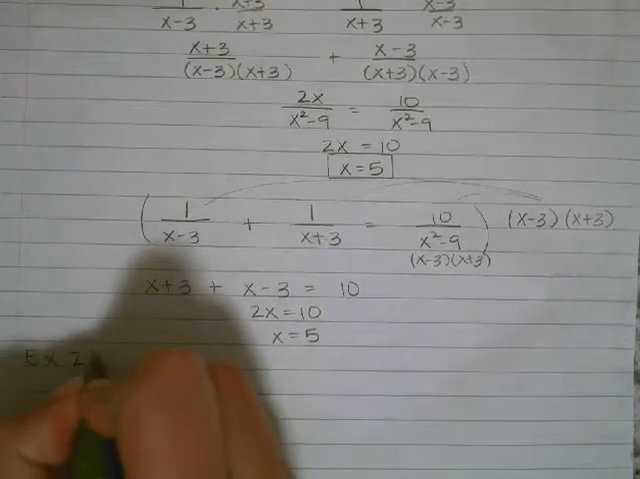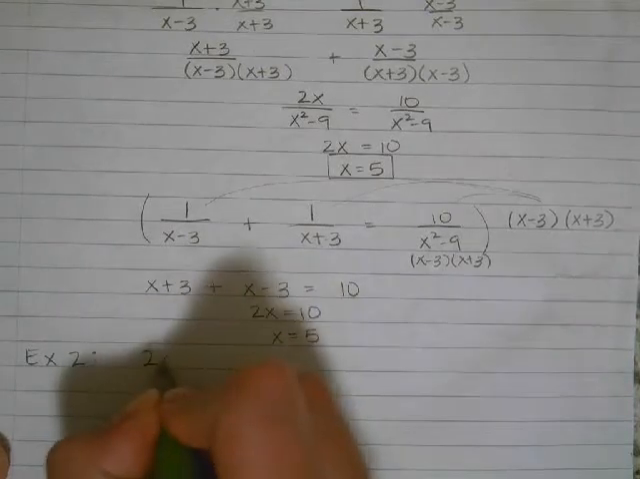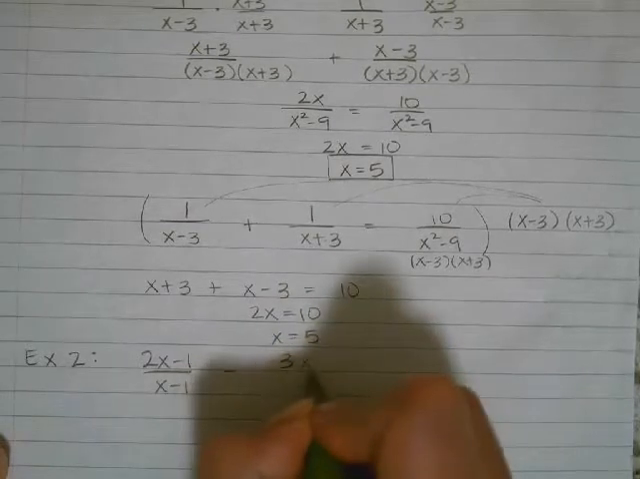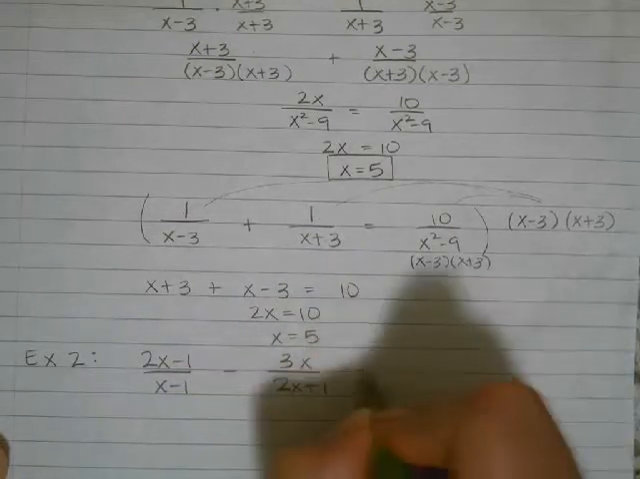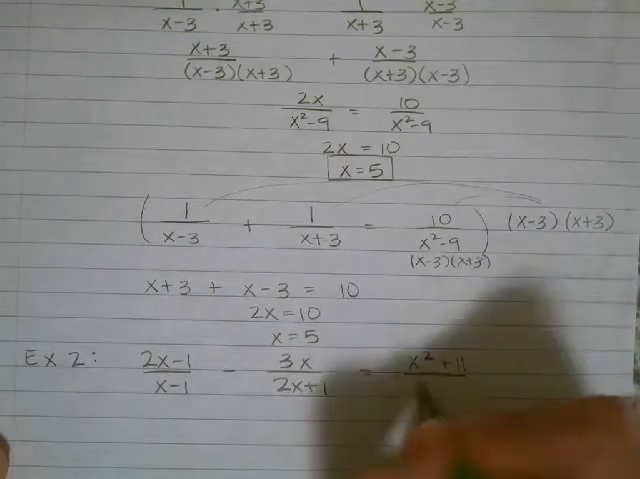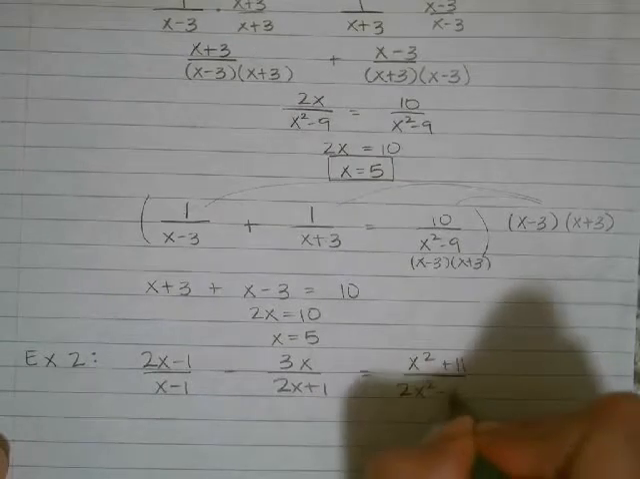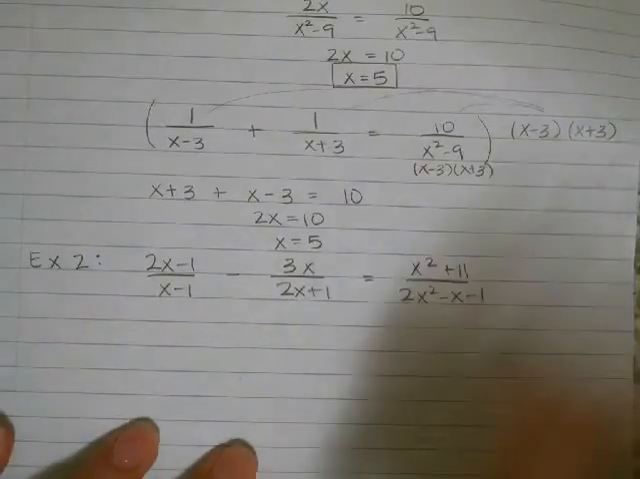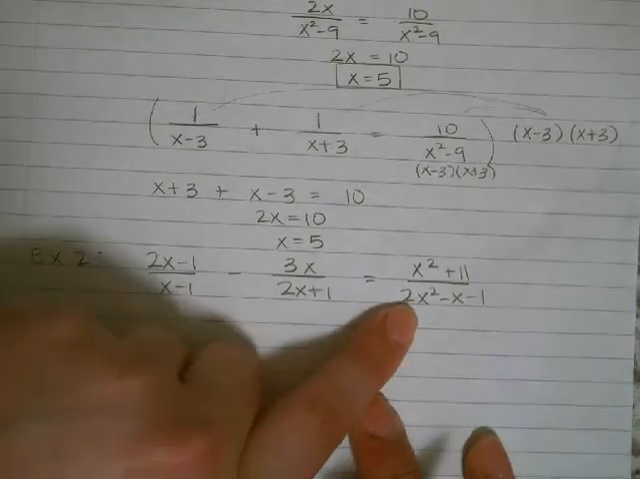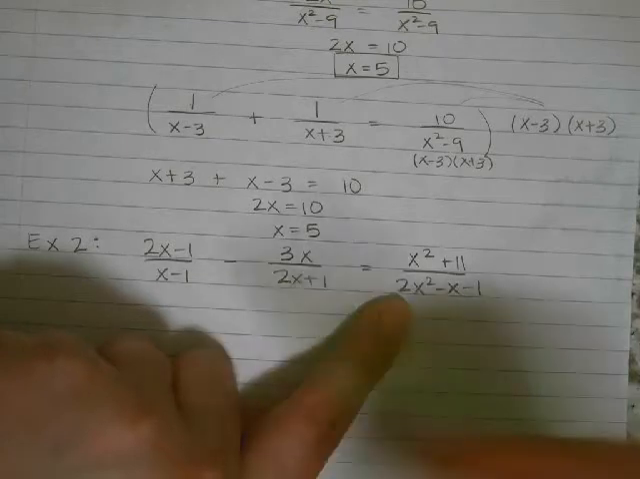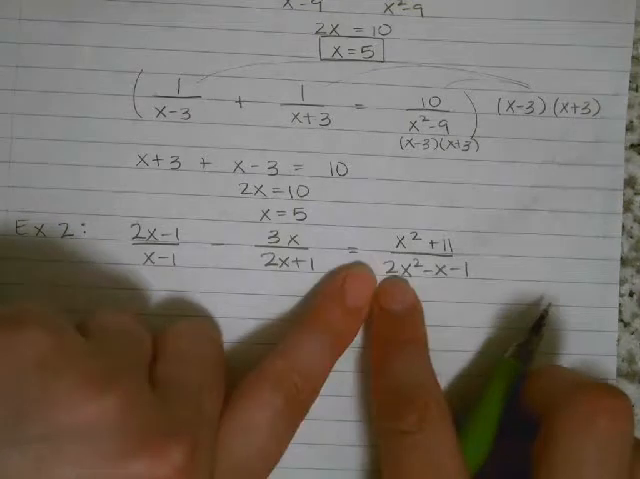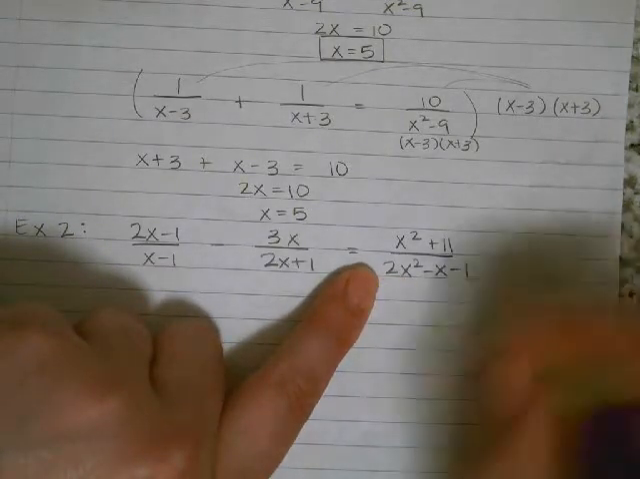All right, so example 2, we're going to have 2x minus 1 over x minus 1 minus 3x over 2x plus 1. And we have x squared plus 11 over 2x squared minus x minus 1. All right, so this is a good chance to practice some factoring. I'm going to factor this. I'm pretty sure it's probably those two factors, but I'm going to practice the factoring anyway in case you need it. So this, because there's a number in front of the x squared, would be a slide divide problem.